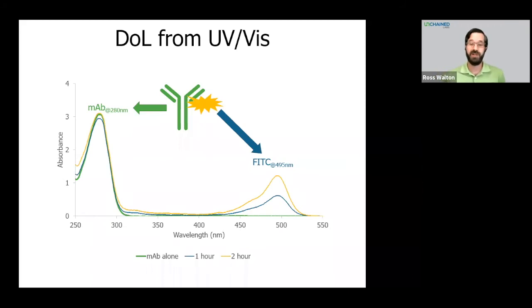Now we can use these absorbance maxima just the same way we did with the ADC mimic in order to determine antibody and conjugate concentrations and then look at the ratio between them. Now you can probably see just by looking at this that the 2 hour incubation step is going to have a higher degree of labeling, the higher DOL, but let's actually quantify things before we start jumping to any conclusions.